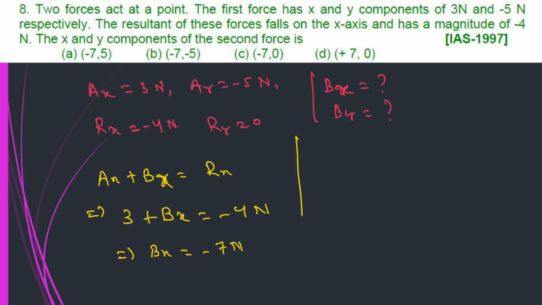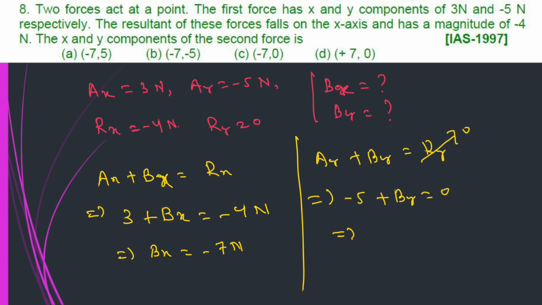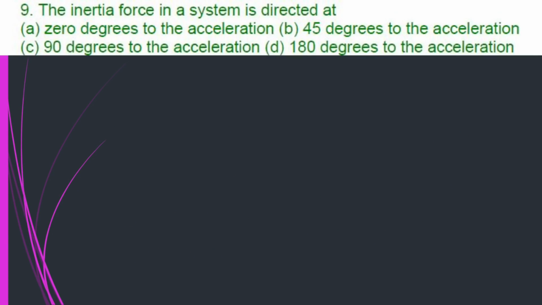Then in the y direction, Ay plus By equals Ry, which is 0. So Ay is minus 5, plus By equals 0. By will become 5 Newton. So minus 7 Newton and 5 Newton. A is your answer. Question: the inertia force in a system is directed at what angle?